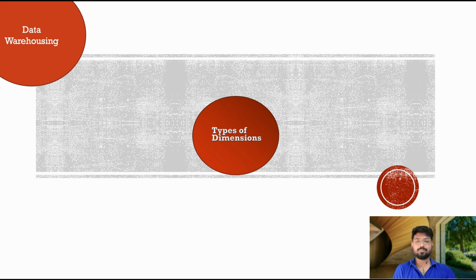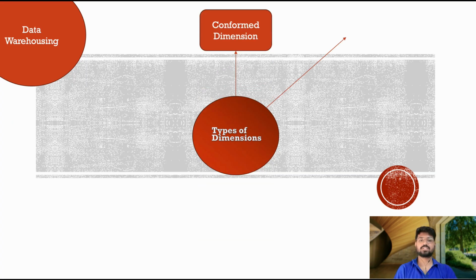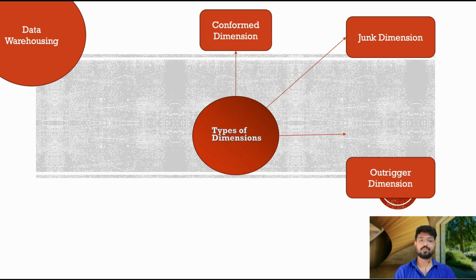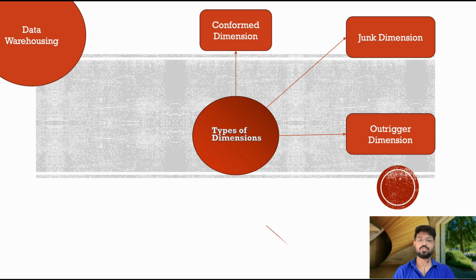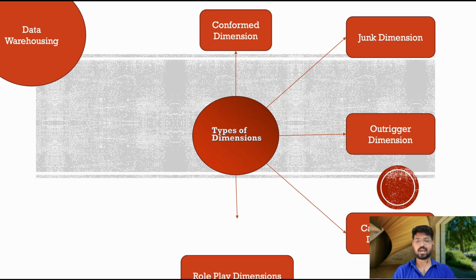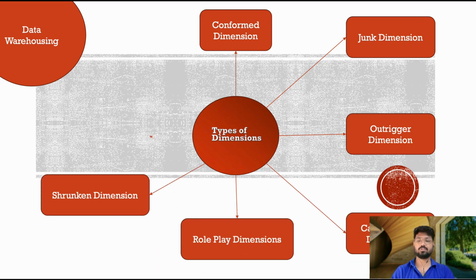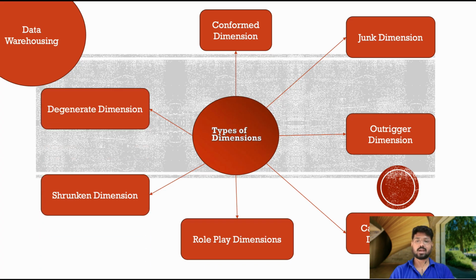So moving forward, we have different types of dimensions available, that is conformed dimension, junk dimension. We already talked about slowly changing dimension. Then we have outrigger dimension, calendar date dimension, role-playing dimension, shrunken dimension, degenerate dimension. We are going to dive deep into each of these dimensions and how we can identify them.